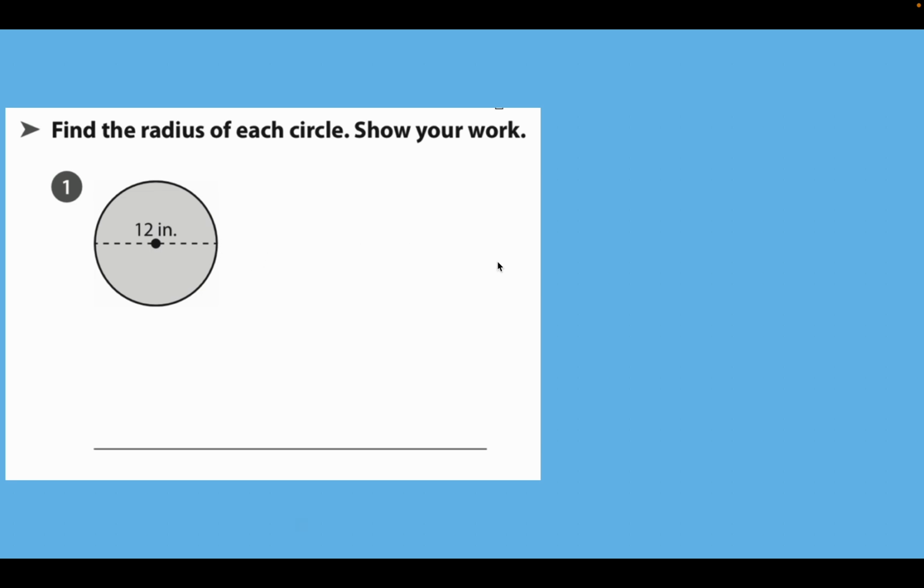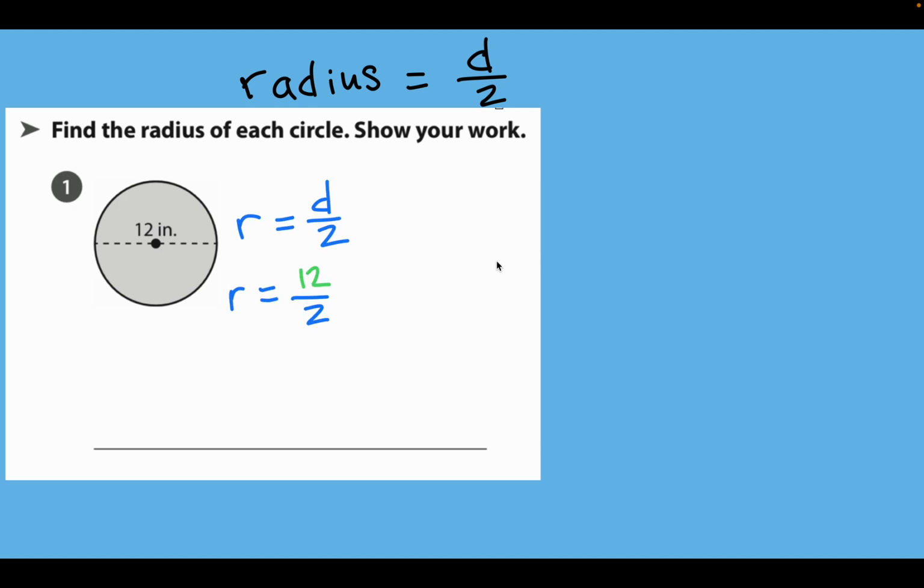To find the radius, what do we need to do? All right, radius is diameter divided by 2. So we take the formula diameter divided by 2, we plug in the diameter, we divide it by 2, which tells me that my radius is what? Radius is 6 inches.